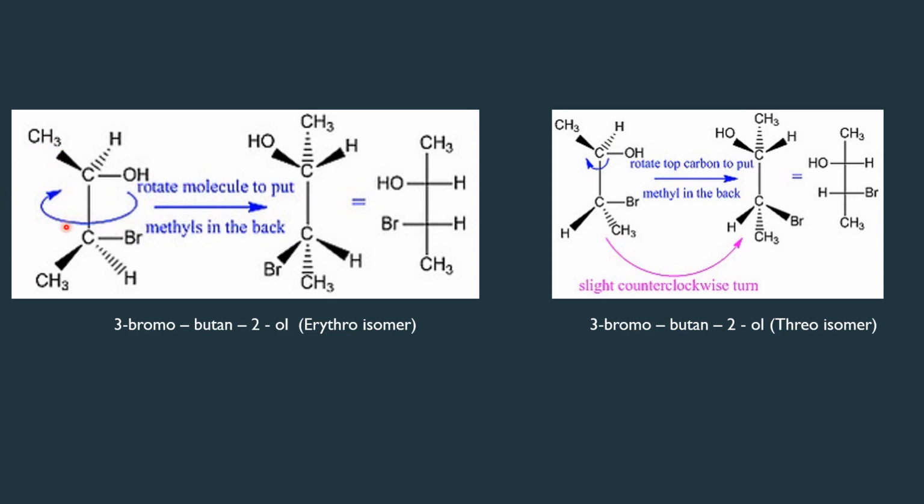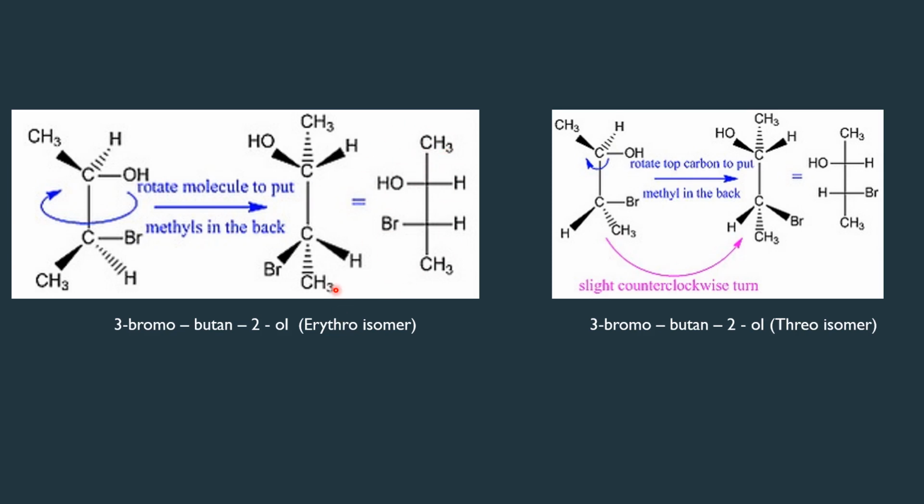When I do the rotation like this, these two methyl groups will go to the back side of the paper and the OH will come to my left, hydrogen to my right. Here hydrogen to my right and bromine to my left. And this now I can convert into Fischer projection. And this is the erythro isomer.